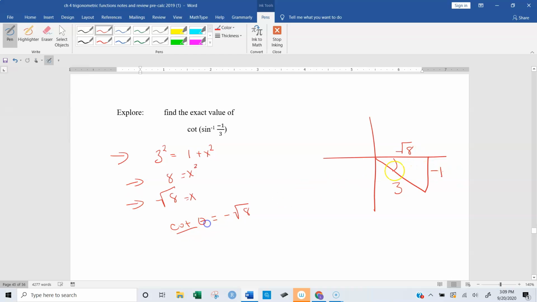Now cotangent of this angle, so we know tangent is opposite over adjacent, so cotangent is adjacent over opposite, which is just negative square root of 8. I hope you did a great job.